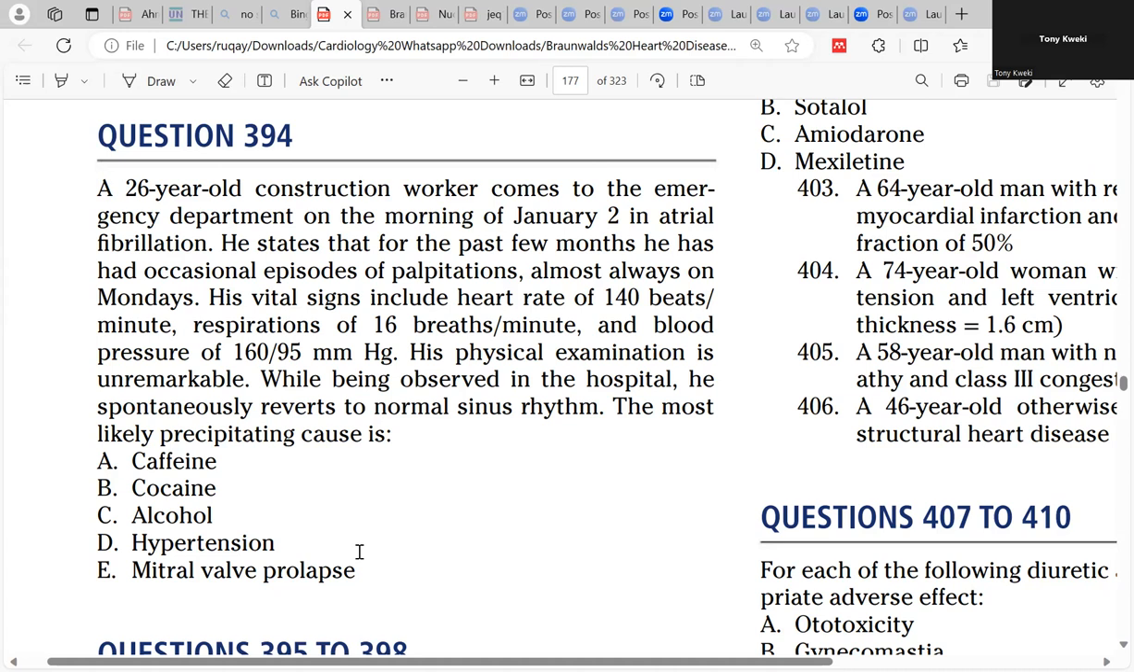Caffeine and cocaine don't commonly cause AF. Likewise, hypertension and mitral valve prolapse. Yes, they can cause some form of chest pain and arrhythmias, but typically, alcohol is the most likely agent among these listed to be responsible for this patient's AF, particularly with the periodicity and the timing of this AF that was being described in this question. So the answer is alcohol, 394.